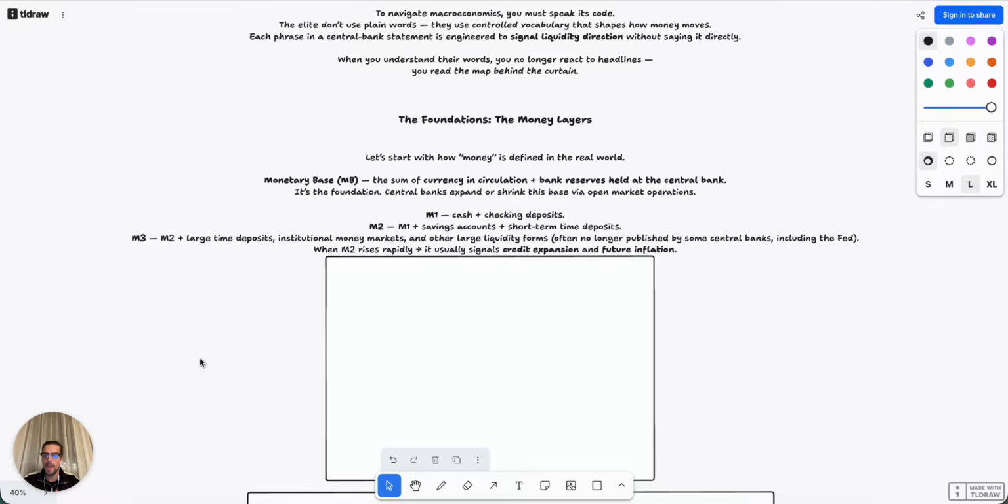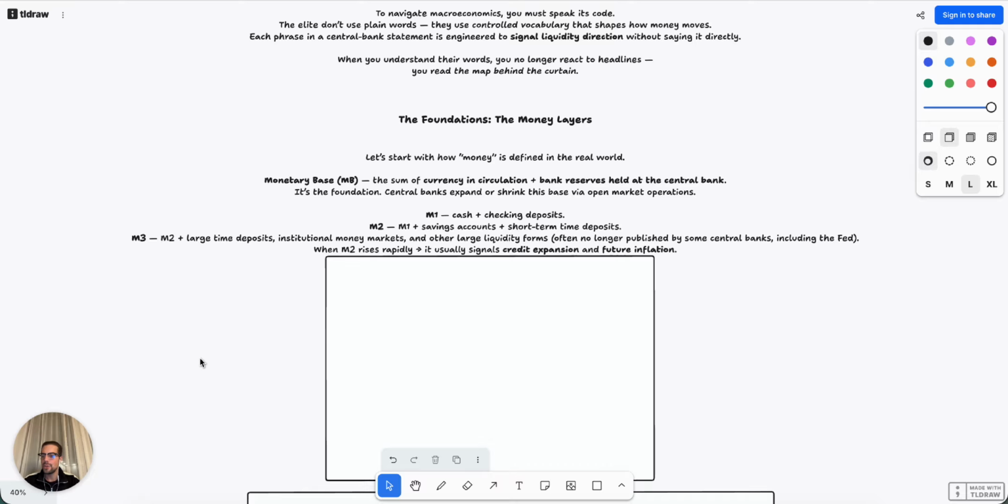Now, M1. M1 is cash plus checking deposits. M2 is M1 plus savings accounts plus short-term time deposits. And M3 is M2 plus large time deposits, institutional money markets, and other large liquidity forms. Usually M3 is no longer published by some central banks, including the Fed. Alright, so the most popular chart when you want to look at the money supply is M2. Okay, so when M2 rises rapidly, it usually signals credit expansion and future inflation.